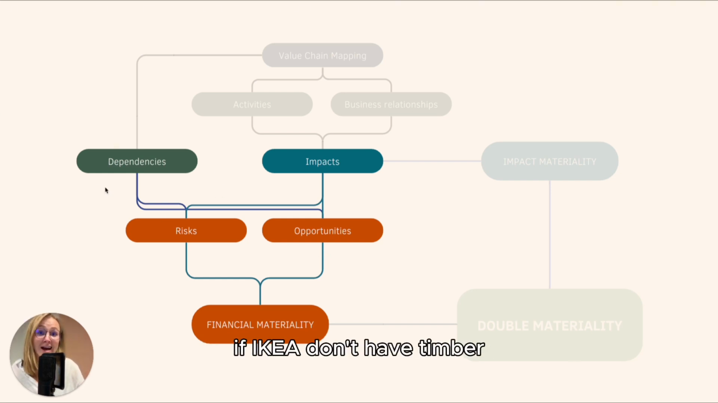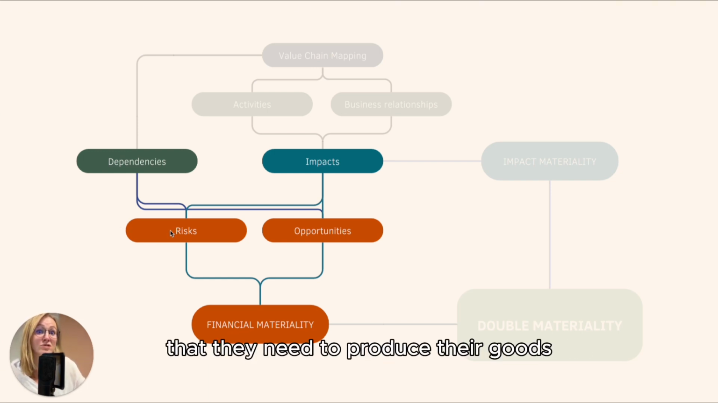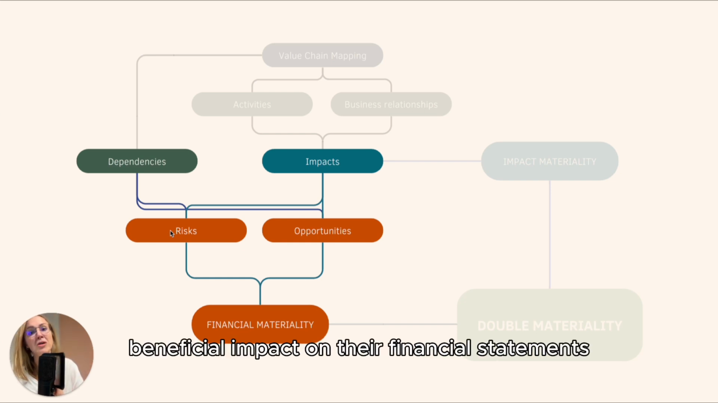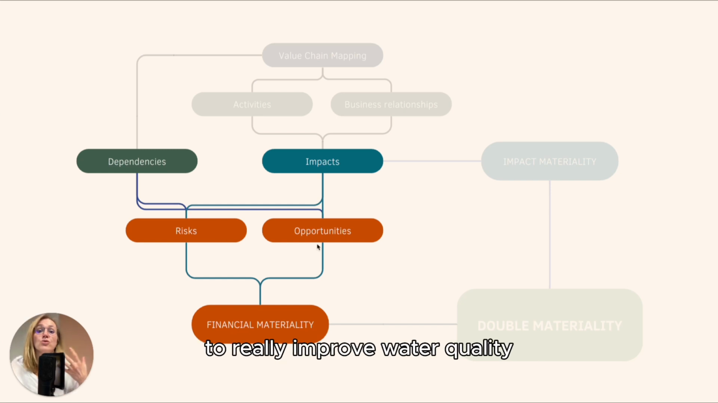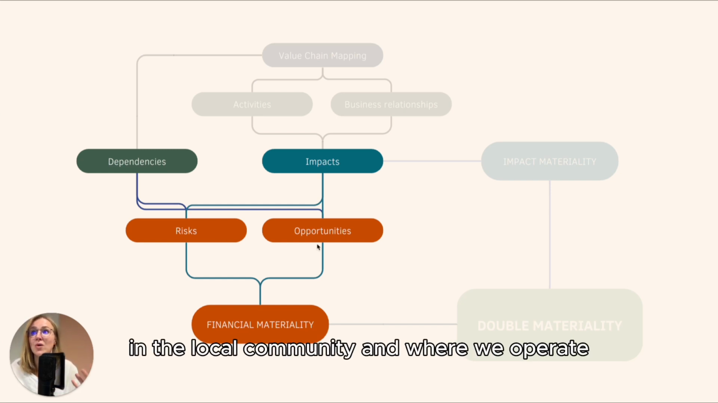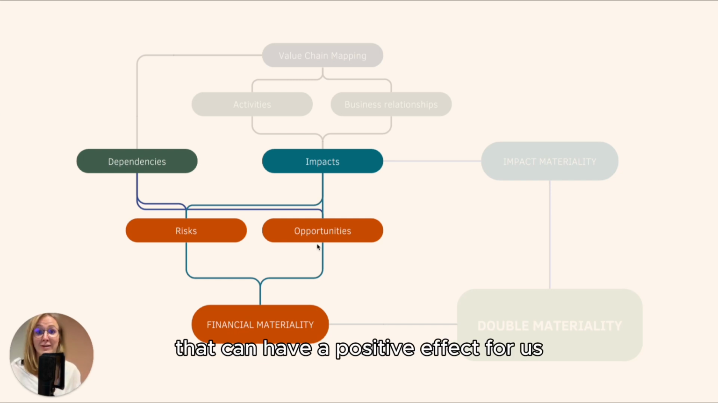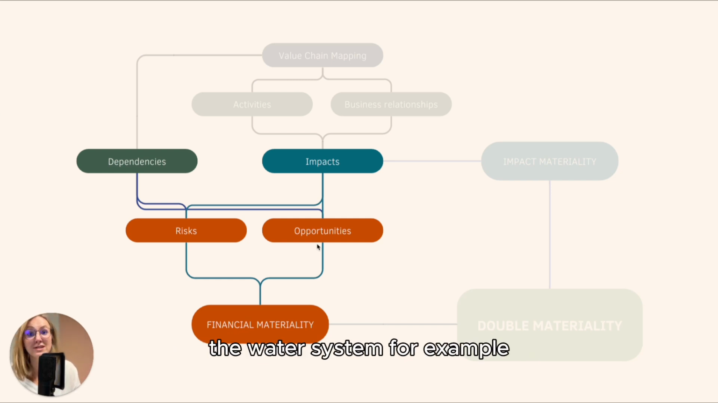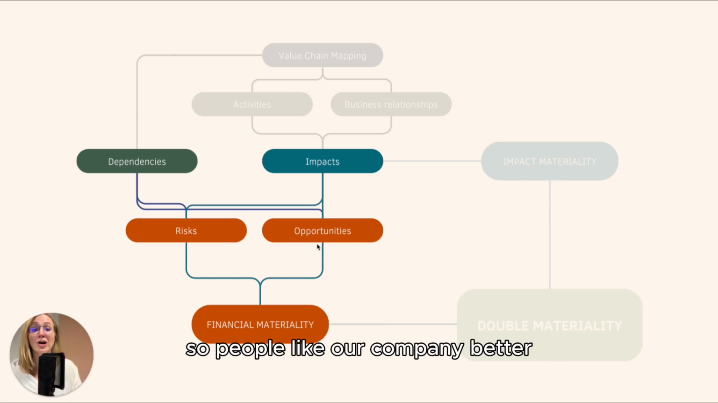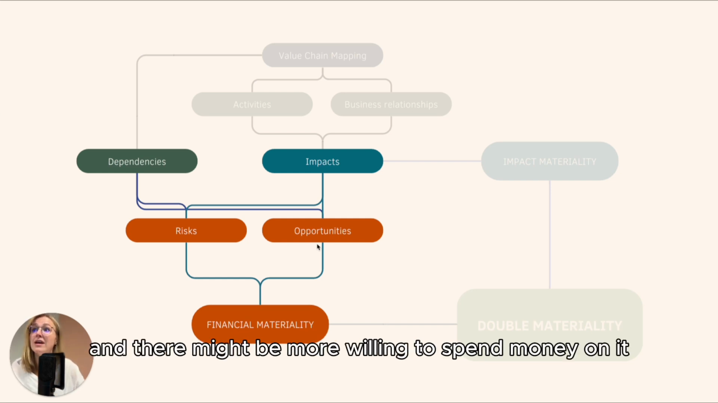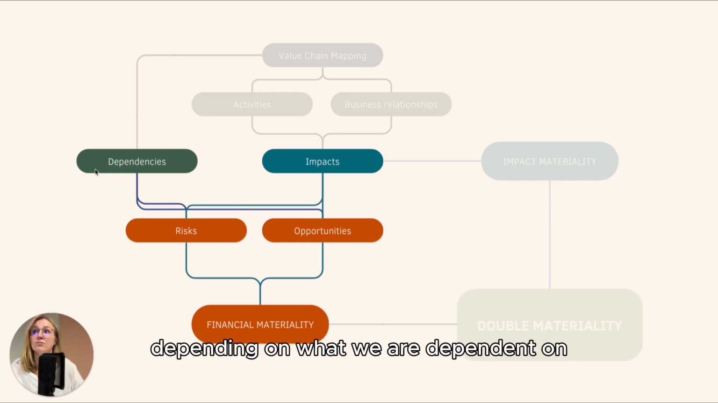Again, if IKEA doesn't have timber, that can be a risk because they then don't have the supply of the raw material that they need to produce their goods. That will probably have a non-beneficial impact on their financial statements. And as well, dependency on water, for example. Let's say that we found an opportunity to really improve water quality in the local community where we operate. That can have a positive effect for us because we optimize the water system, for example. We can also gain reputational opportunities, so people like our company better and they might be more willing to spend money on it. So here we can really find some risks and opportunities depending on what we are dependent on.